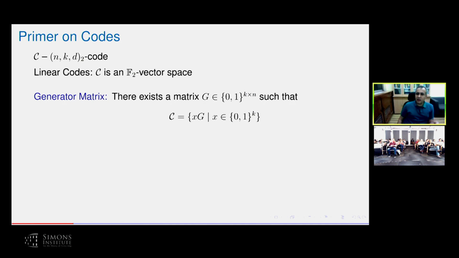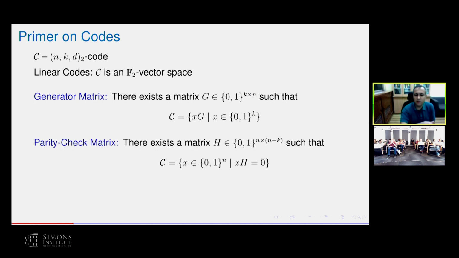So once it's a linear space, you can express the code succinctly using a generator matrix. For example, if it's a linear code, it's easy to show that if the code is an [n, k, d]_2 code, then there must exist a k by n generator matrix G, such that the code is exactly specified by the images of the map x maps to xG. This is one way of specifying the code.